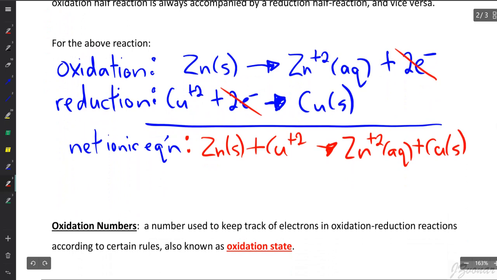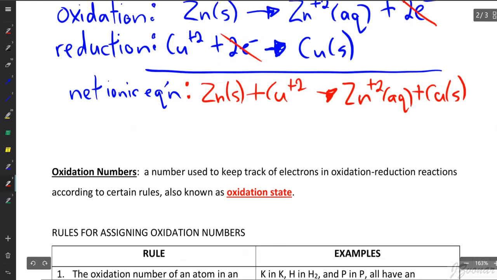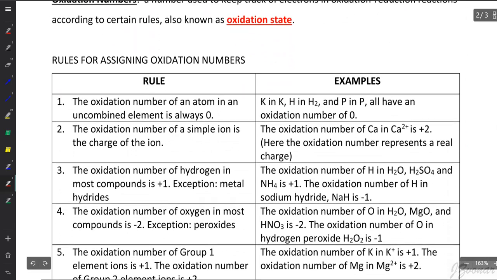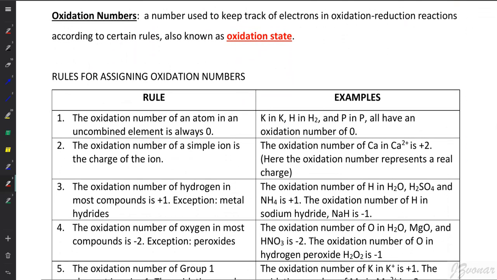Now, another important thing here is being able to keep track of our electrons within these redox reactions. We have to know how to assign oxidation numbers. These oxidation numbers are also known as oxidation states, and there are a certain set of rules that we need to follow in order to solve for them. They are summarized in this table. So these are the rules that you need to know and remember.